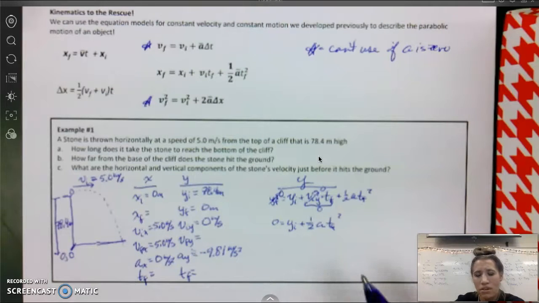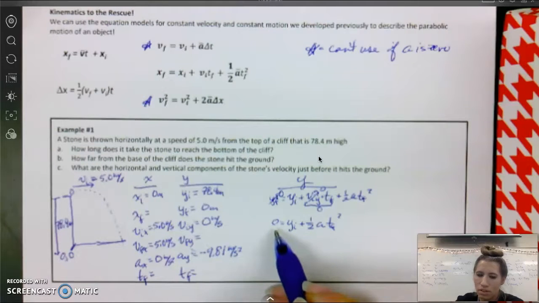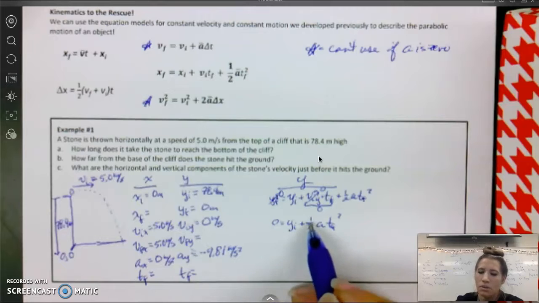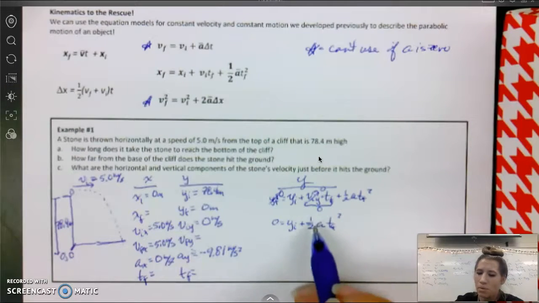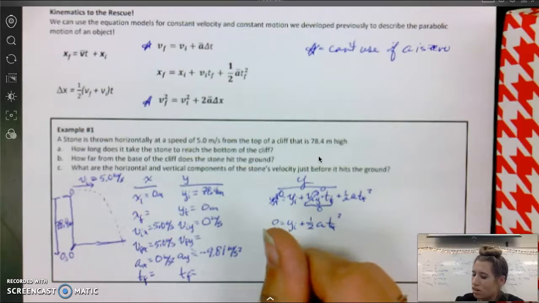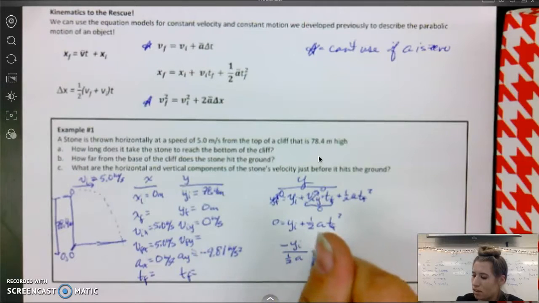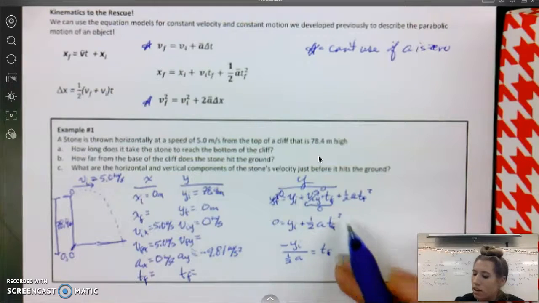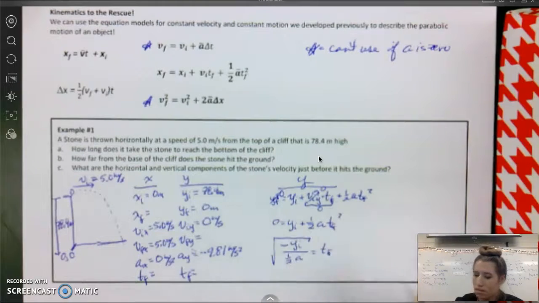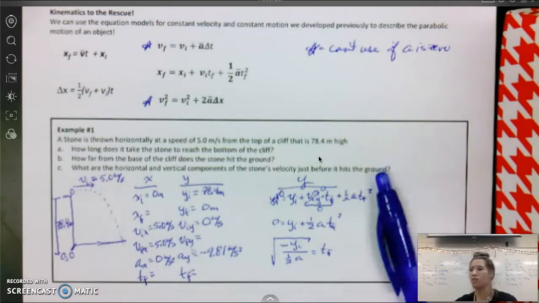Now I'm going to rearrange this equation to solve for time. So I'm going to subtract y initial, and then that'll set that equal to 1/2 acceleration t final squared. So I'll divide by the 1/2 in the acceleration. So I'll have negative y initial divided by 1/2 acceleration equals t final squared, right? And so I'm going to take the square root of both sides. Okay. So now we're just plugging in those numbers. Let's see.